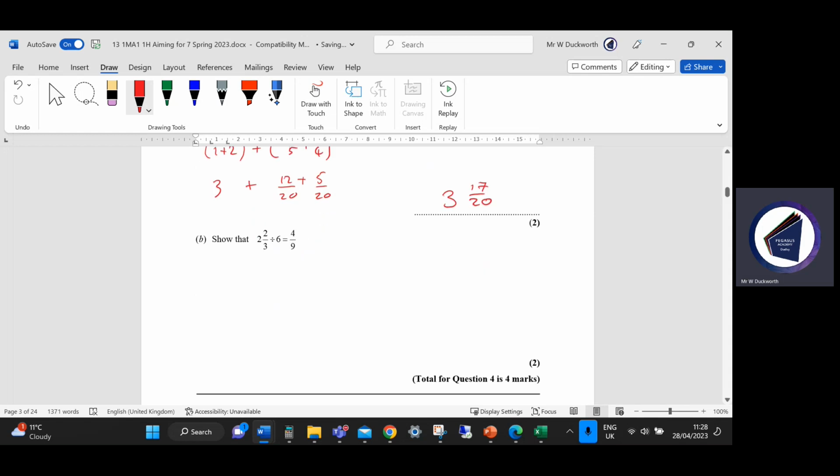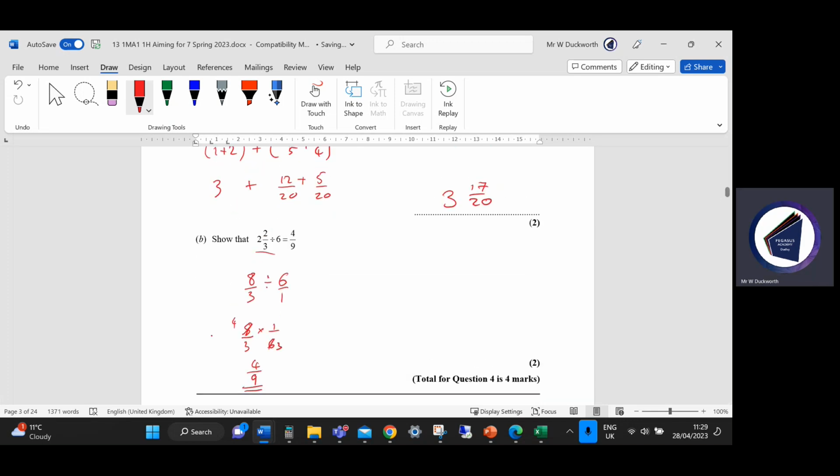Okay, and the second part, show that. So I'm going to start with this side. I'm going to convert that to being an improper fraction. So 2 times by 3 is 6, plus 2 is 8. So 8/3 divided by 6. Well, I'm going to call that 6/1. And then when I divide by a fraction, it is equivalent to multiplying by its reciprocal. I'm going to cancel diagonally. So that's going to be 4, that's going to be 3. So I'm looking at 4/9, which is what we were asked to show. So there we go.